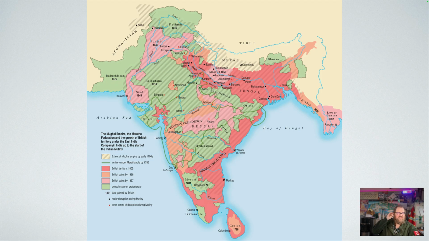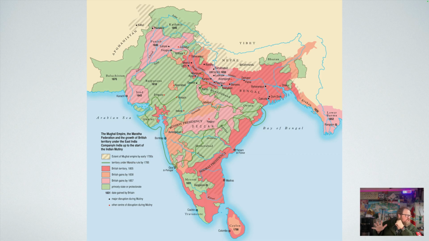One of the best examples of this before it becomes an actual colony, India was actually controlled not by the British, but by a British company called the British East India Company. And their influence will grow and grow, beginning in the late 1700s and early 1800s. You can see the kind of salmon-colored territory. That was what the British had in 1805.